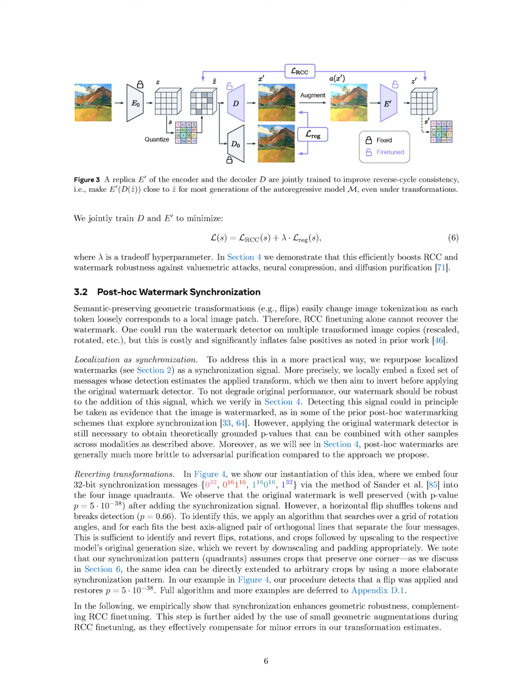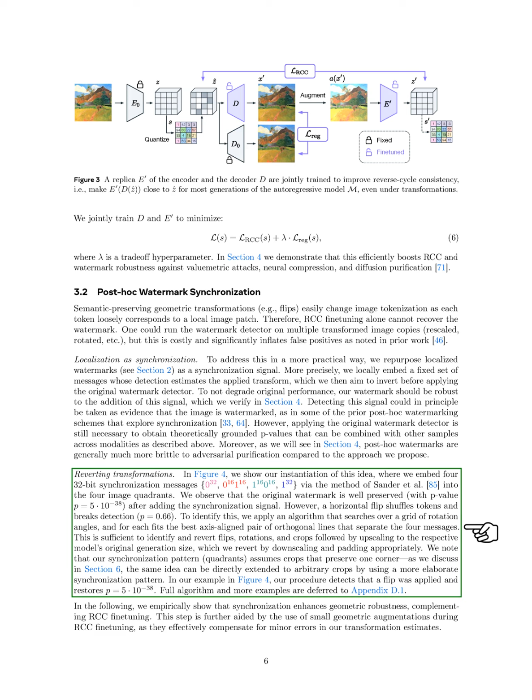Section Summary. In this section, we propose a fine-tuning procedure to enhance reverse cycle consistency, RCC, in image tokenizers by optimizing a decoder and an encoder replica while keeping the original encoder fixed. We also introduce a synchronization method using localized watermarks to recover watermarks after geometric transformations, ensuring robustness against various attacks while maintaining the integrity of the original watermark detection.